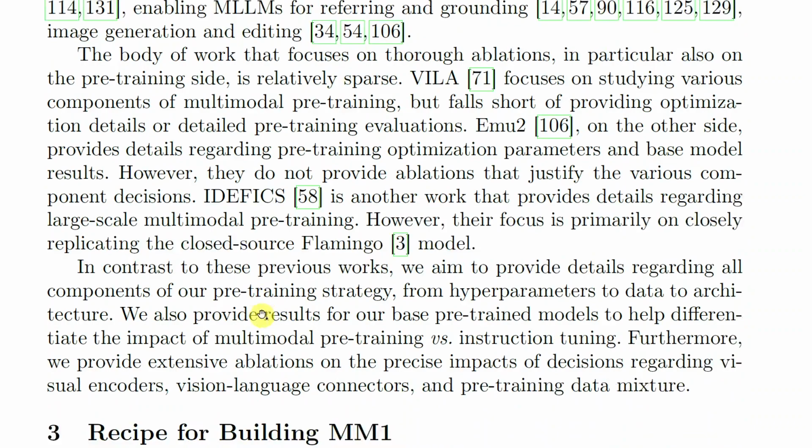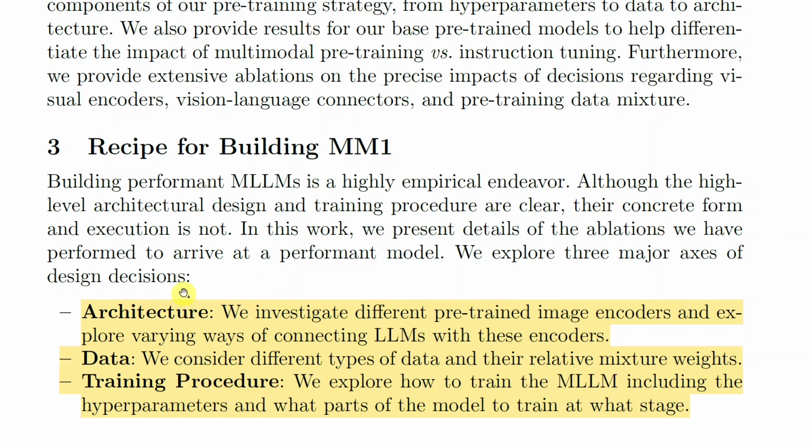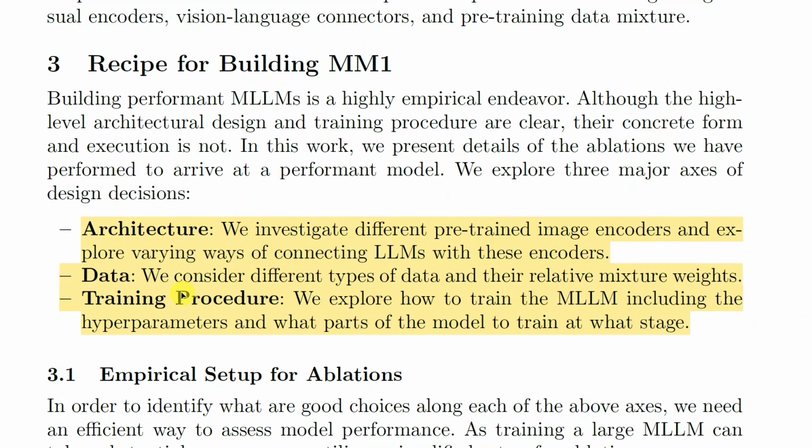So, the recipe for building MM1. Since training, or rather finding the best architecture, across 2 billion, 7 billion or 30 billion parameter models will be very difficult and time consuming, they use a smaller variation to find the best configuration. So they explore three major axes of design decisions: in the architecture, in the data, and in the training procedure.